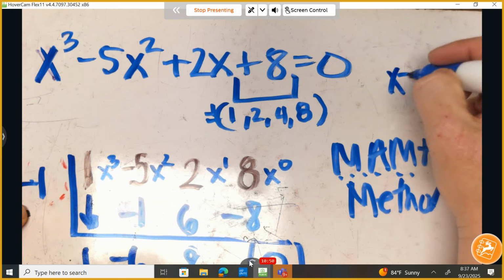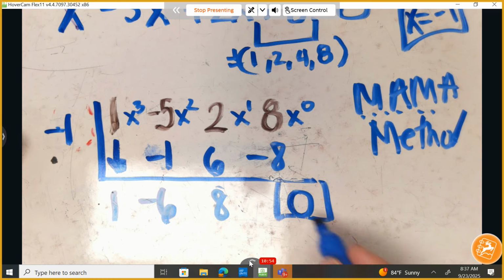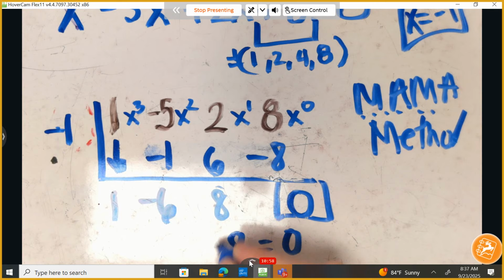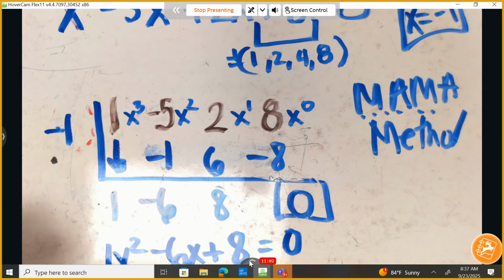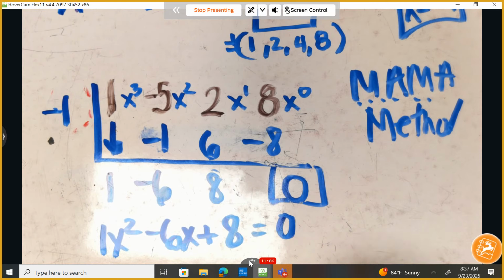I'm going to write that off to the side. -1 is one of the 3 solutions. I'm going to take this and now write this: 0 equals no x, 1x, and 2x. And then my next question is, is it possible to factor and solve this?